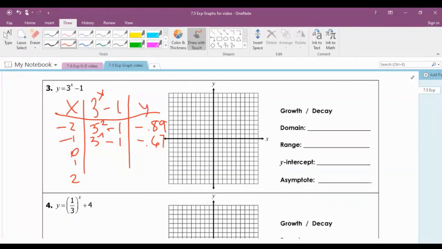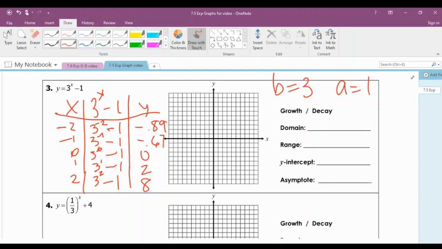And then 3 to the 0 minus 1. So 3 to the 0 is 1, minus 1 is 0. Then you have 3 to the 1 minus 1, so that's 3 minus 1 is 2. And then you have 3 squared minus 1, so that's 9 minus 1, that's 8. And so here's your numbers. Now, just by looking at this, I can still tell you that B is 3 and A is still 1.